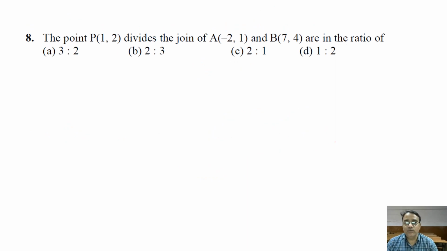The point P(1, 2) divides the join of A and B in the ratio. So here the points are given, both points are positive. So any one you can take. I am going to take 1, because multiplying by 1 is very easy compared to 2, right? And let the ratio be k:1.